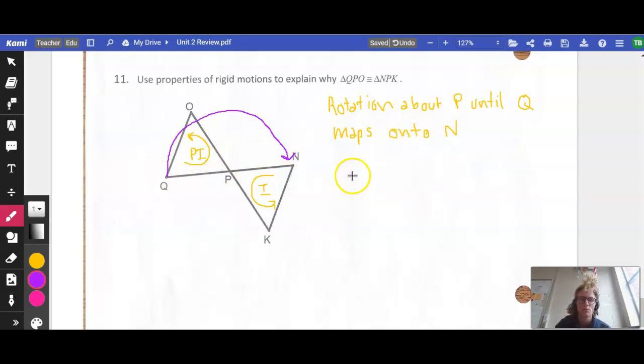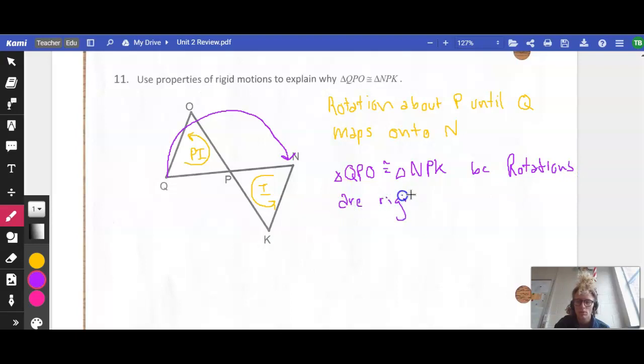So use properties of rigid motions. That would be triangle QPO is congruent to triangle NPK because rotations are rigid motions that keep size and shape, or maintain distance and angle measure, either way you want to say it. Alrighty, that's the video, that's the key.